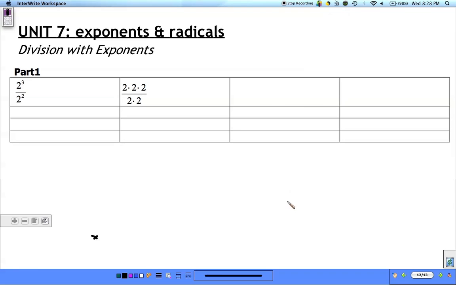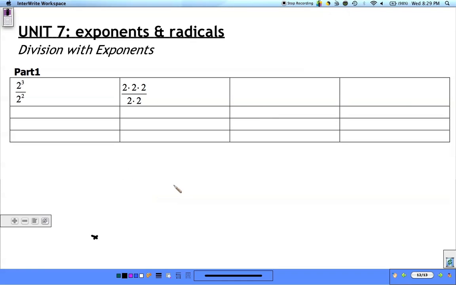So in that first thing up on the top of the page that says Part 1, you have 2 to the third power over 2 to the second power. And we can, of course, expand each of those exponents. Since 2 to the third power is 2 as a factor 3 times, 2 times 2 times 2, and 2 to the second power is 2 as a factor 2 times, over 2 times 2. So here's what we have here, our new dilemma.